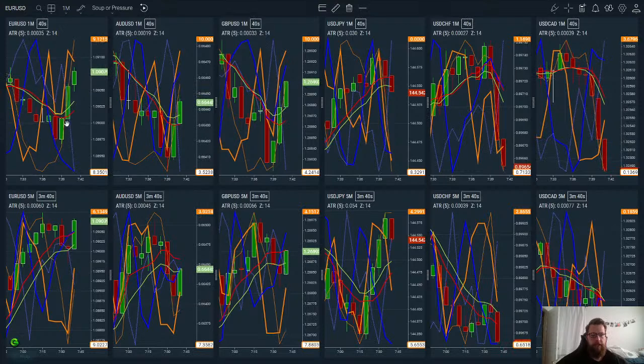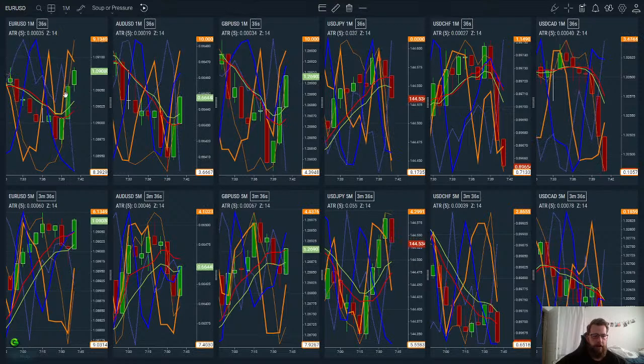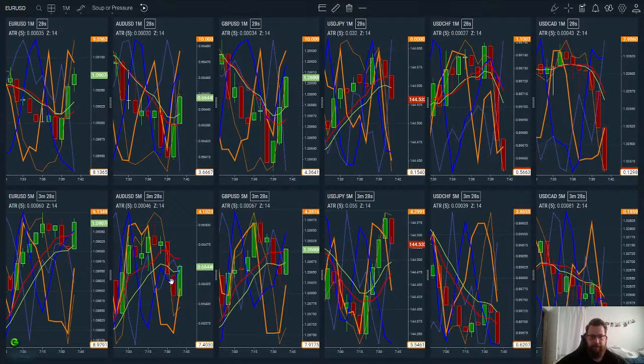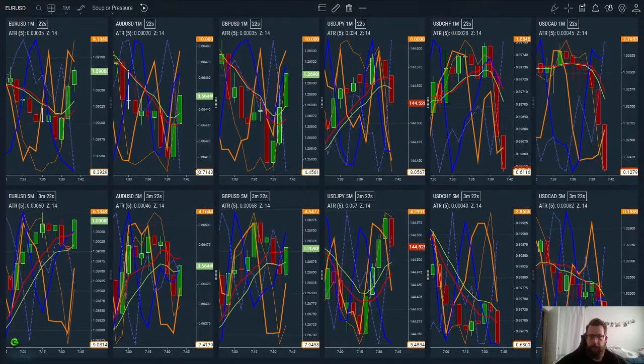Oh man, this actually looks like a pretty good setup we could have gotten long on. The only thing I don't like about it is that this is still looking like it wants to. I mean, this one was pointing down for a second. These three pairs tend to move similarly, especially the euro and the pound. Same with these three.